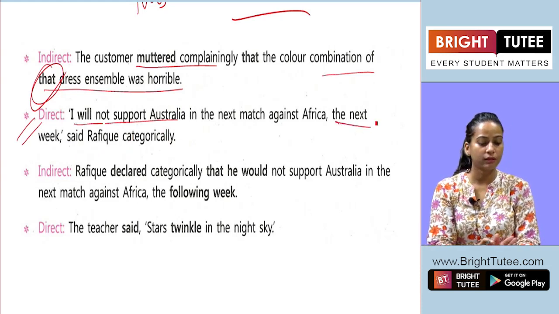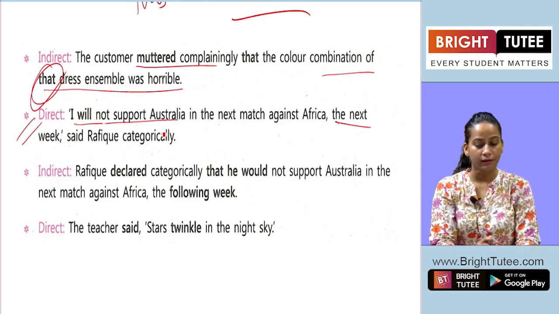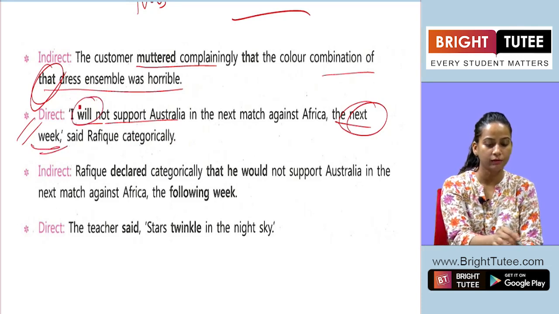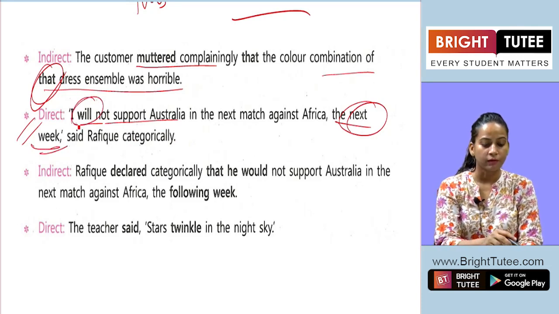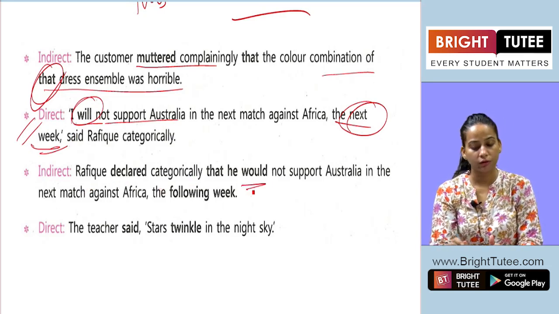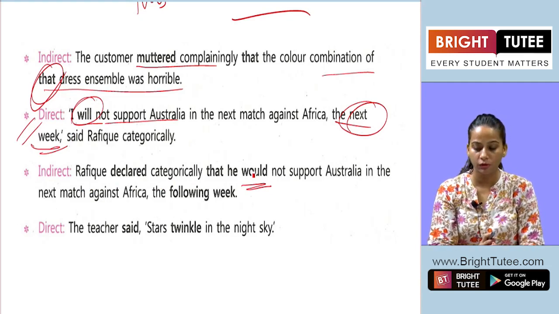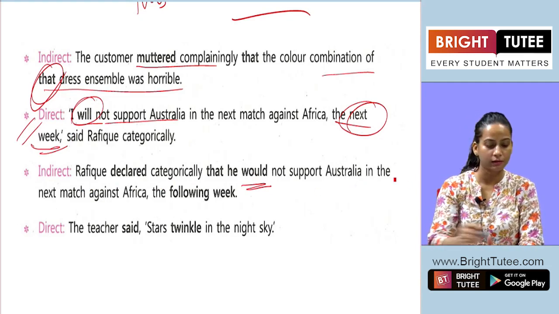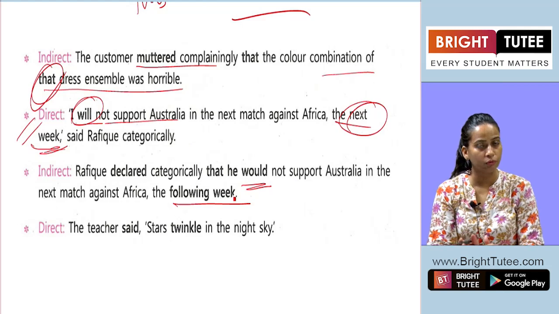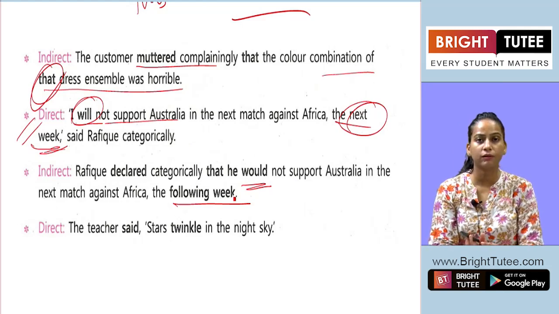Here, the next week said Rafiq categorically. Here we have to find out what will change. So here we'll mention that Rafiq declared categorically that he would not support Australia in the next match against Africa. Tomorrow becomes the following day, and here next week is going to change into following week, the upcoming week.